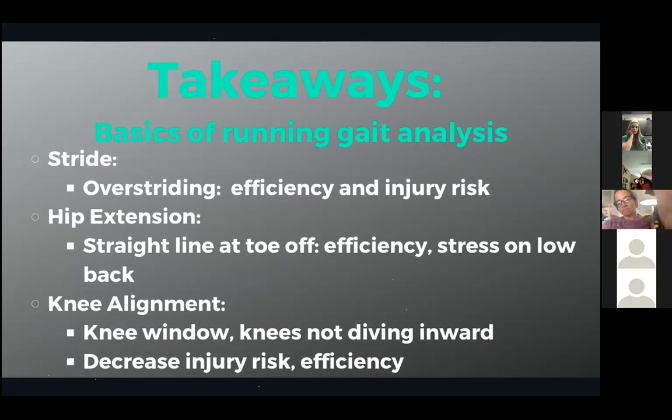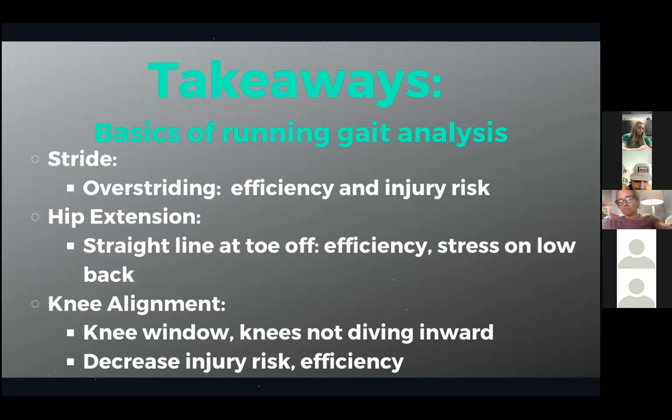Hip extension, we looked at Christie's gait for that, and we saw that at toe off, it's important to have your hip fully extended and knee straight, and it facilitates that push off. It can also decrease stress on your back if you have an efficient hip mobility, because then you're not going to have that extra compensation at your low back. And so we talked about that, and then a little bit about the drills she's doing to work on that as well.